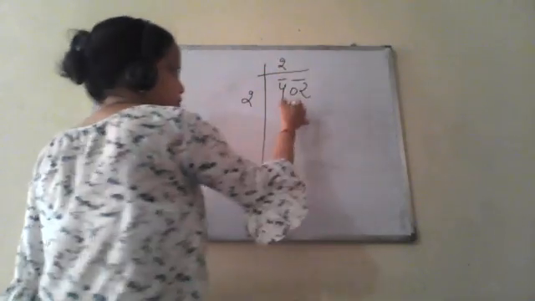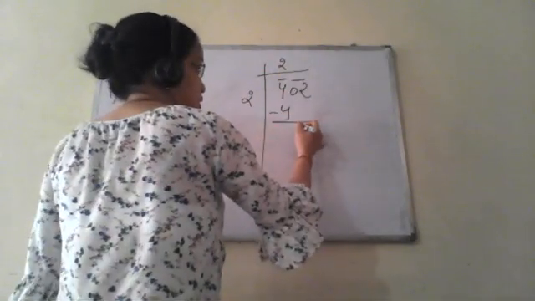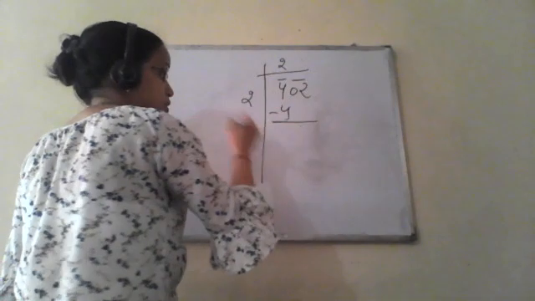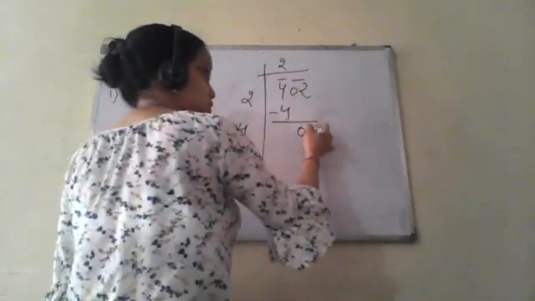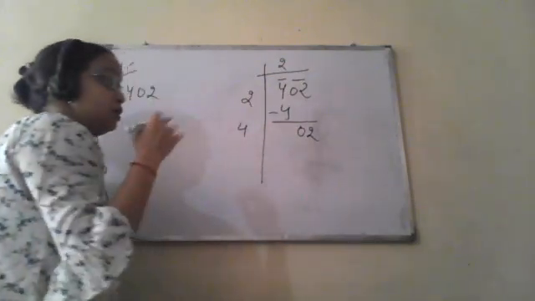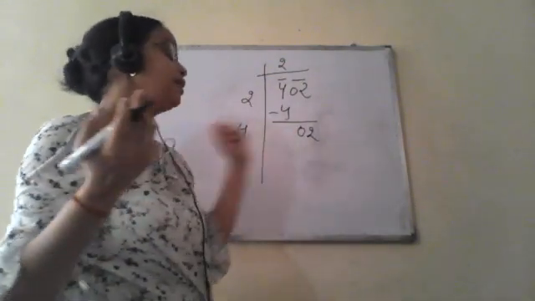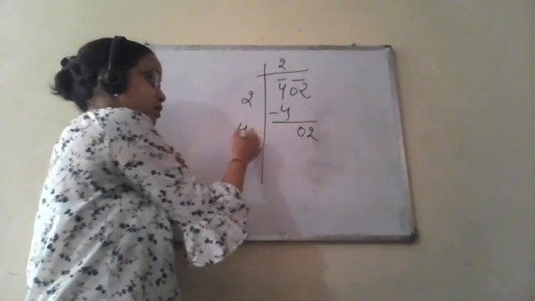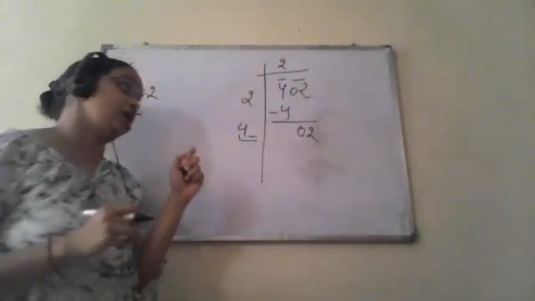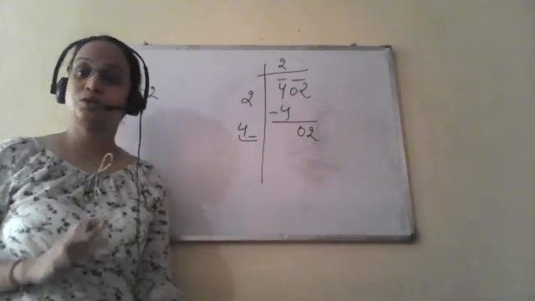So this is 4. Double of 2 is 4 here, so we'll write this number. Is there any number which, if we multiply this whole number and this digit in the quotient, we get 2? There is no such number.